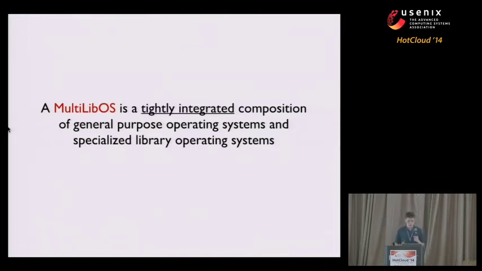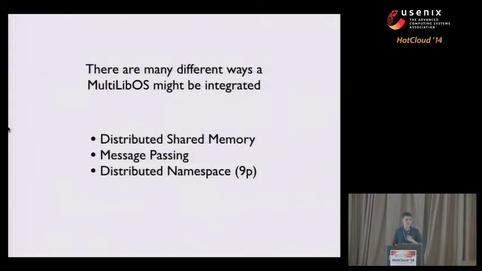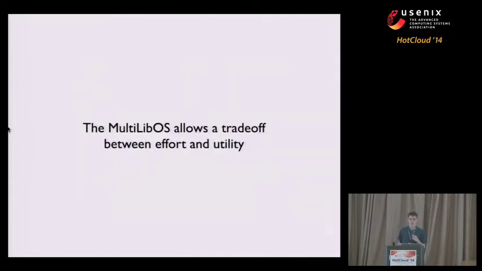And I'm maybe a bit vague here with the term integration, but you can think of different mechanisms you can do there, right? A few examples: you can build on distributed shared memory, or maybe use message passing. A system called Plan 9 used distributed file system as a mechanism for integrating different pieces of the system. But whatever technique you use, the value you get out of it is that there's this trade-off you can make between how much effort you're willing to expend and what utility you get out of it.